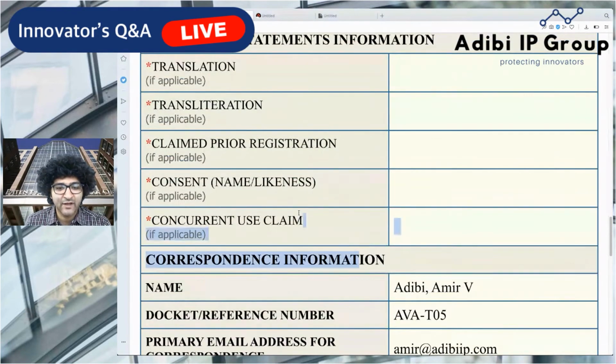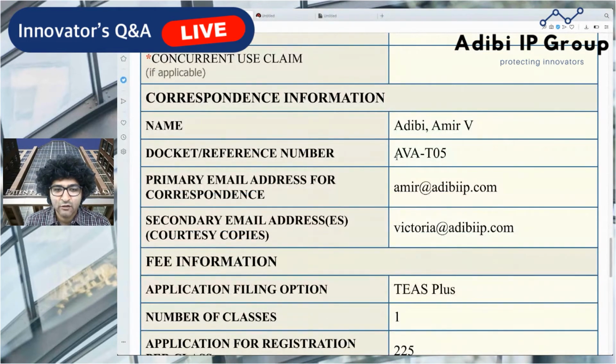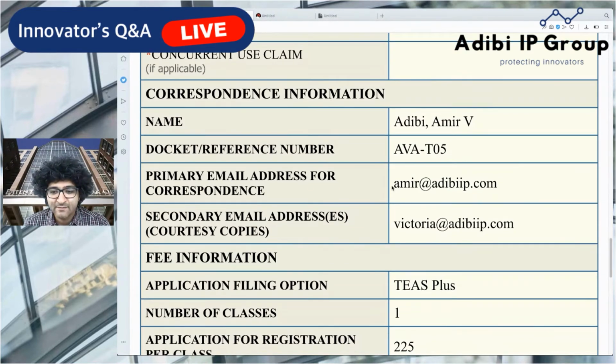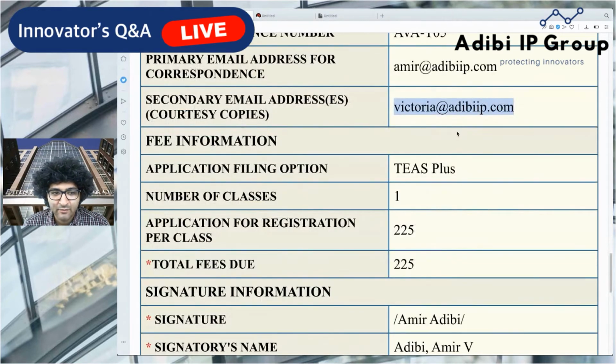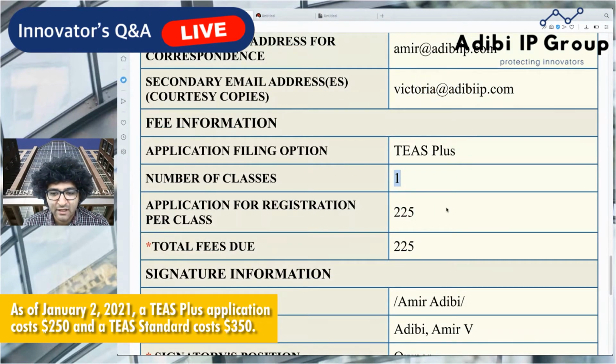These items here don't really apply to us for this particular application. And then this is our reference number. I like to use docket numbers, reference numbers. They help you stay organized. It's technically not required. For our practice, we have hundreds of cases, so we have to have docket numbers. Docket numbers are essential. Again, this is my email. This is my colleague's email, Victoria, who's going to help me stay on top of this and not let anything slip through the cracks. And again, it's $225, one class of goods.